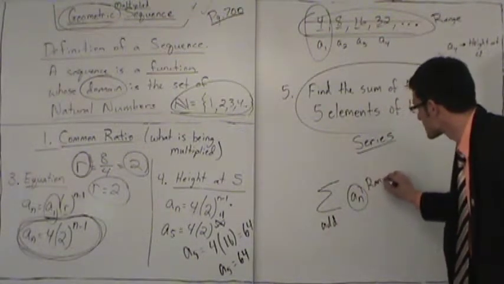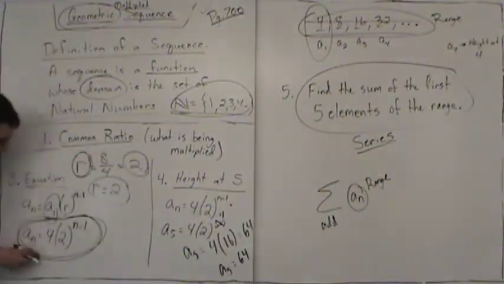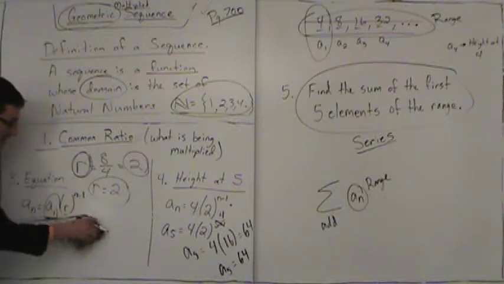Remember, a sub n represents the range, but we want to be more specific. Same thing we did with arithmetic. Remember that a sub n, going back to the equation.